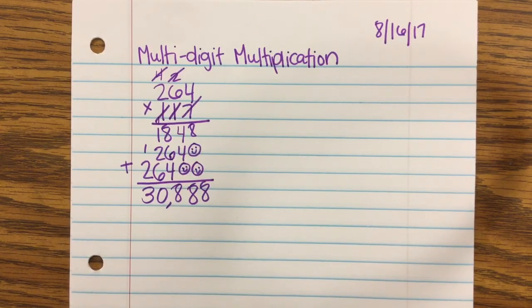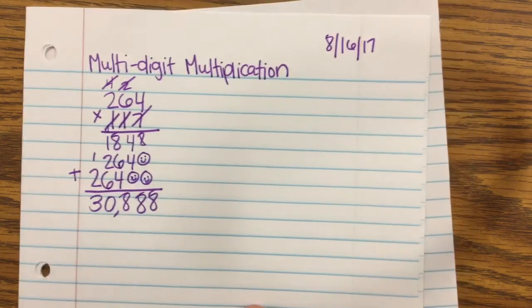That's a lot of numbers. That's a huge number. Does it make sense for my answer to be huge? Yes, because I'm multiplying a huge number of times. So that makes sense. If I only got 1,000 for my answer, that wouldn't make sense, because I have 264 117 times. So that makes sense, yes? Okay, let's try another one.